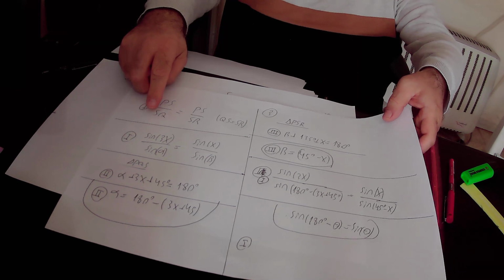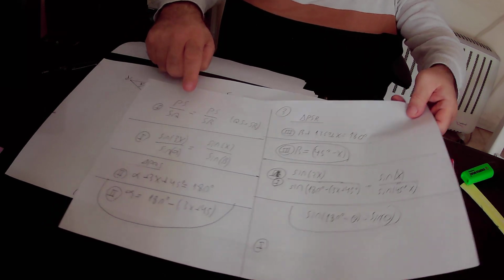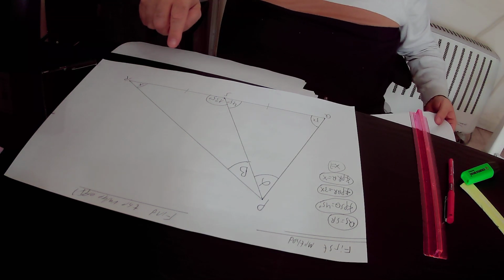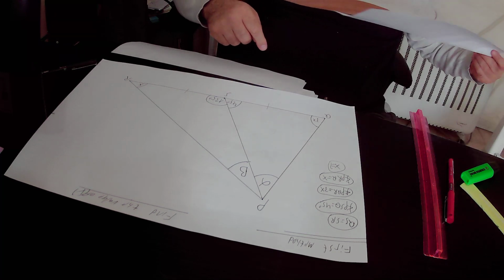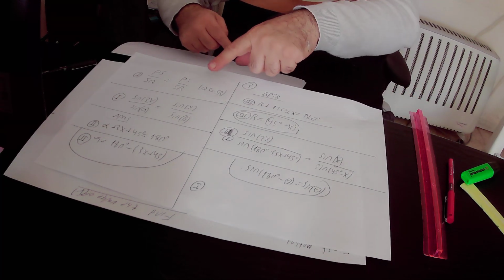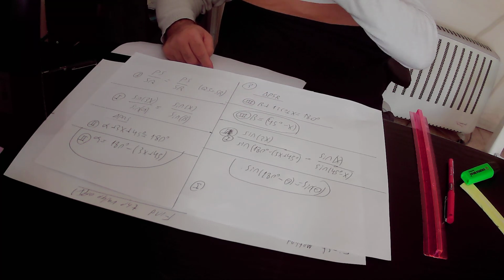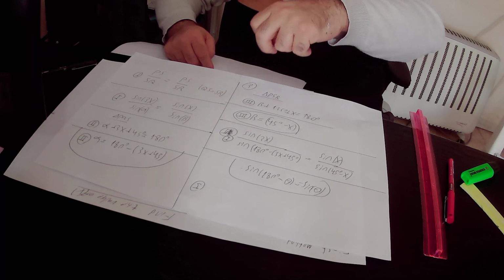PS over SQ equals sine 3x over sine alpha, and PS over SR in triangle PSR must be equal to sine x over sine beta. Okay. PS over SR equals sine x over sine beta. And so we got the equation that sine 3x over sine alpha equals sine x over sine beta.